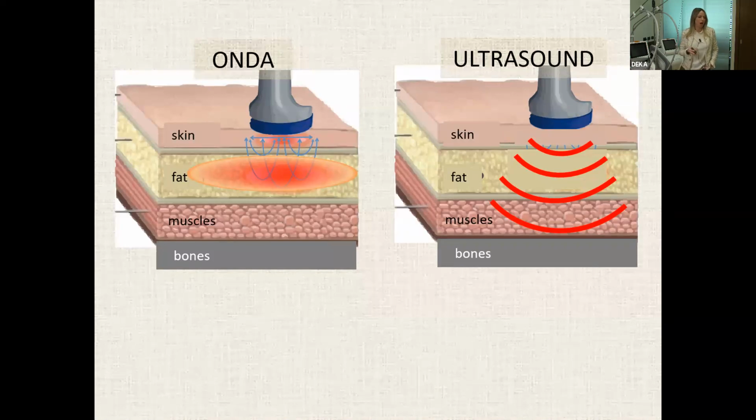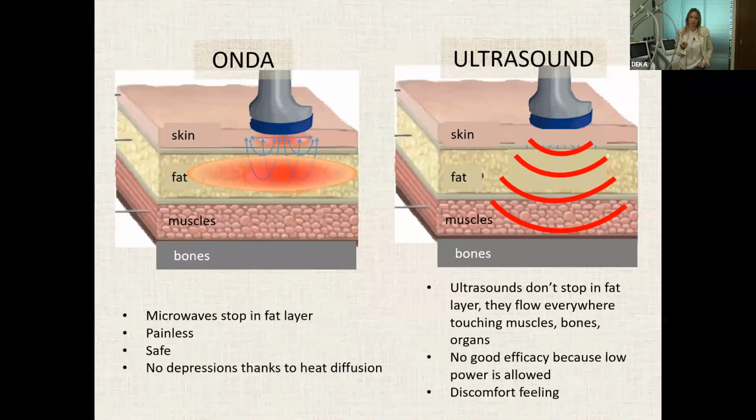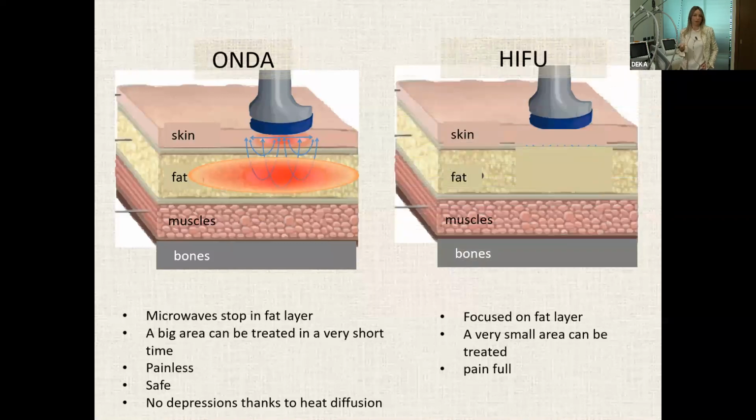So for this reason, I saw in my experience many, many patients with depressions in the tissue or little holes caused by cavitation or other kinds of ultrasound, because it's very difficult to find the right power for ultrasound in order not to do damage. Another kind of ultrasound, more precise, is the HIFU, focalized ultrasound. It stops in the fat layer, but you see that it treats very little dots, very little area. So for treating a wider area, we need a lot of time, and it's very painful for the patient.